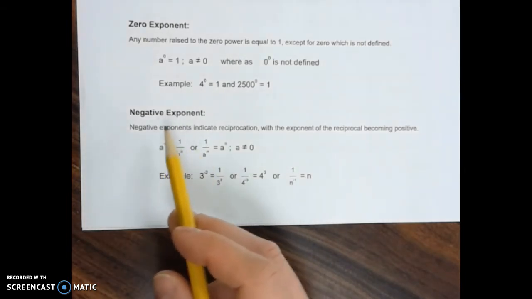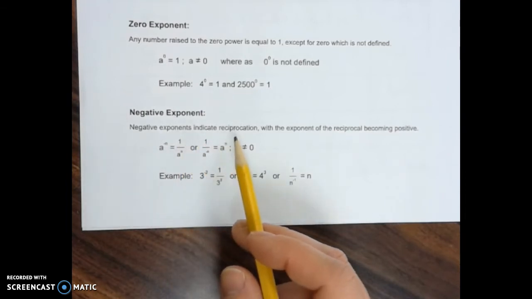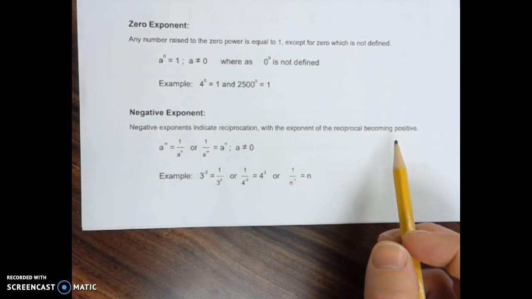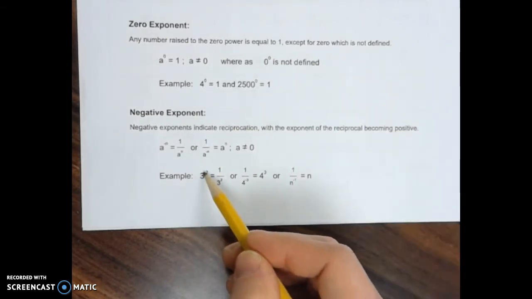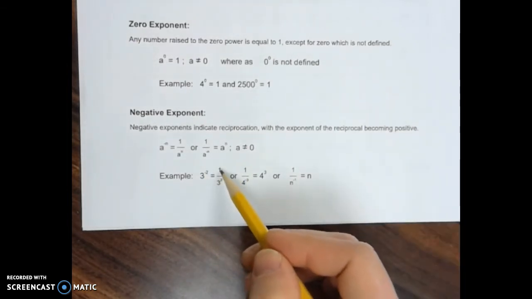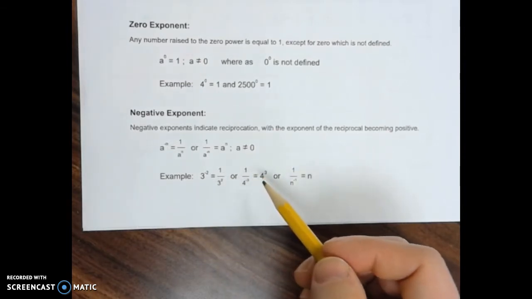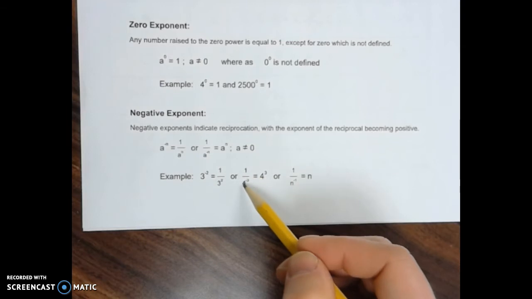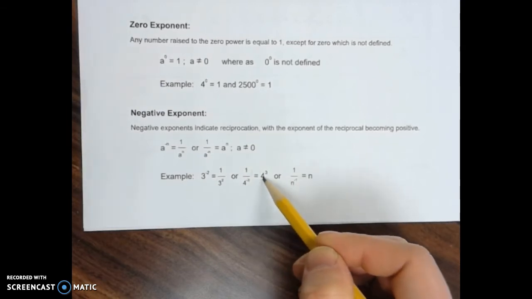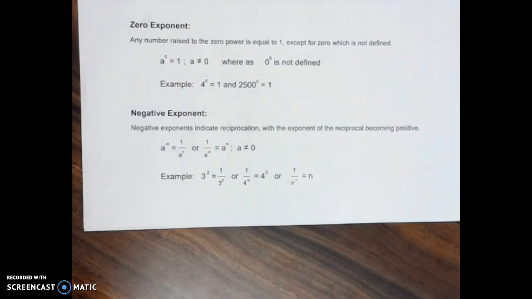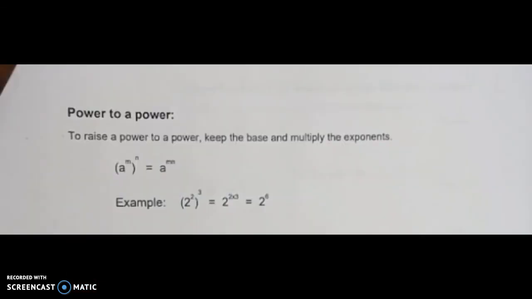Negative exponents indicate reciprocation, with the exponent of the reciprocal becoming positive. So for example, 3 to the negative 2nd power is the same as 1 over 3 to the positive 2nd power. 1 over 4 to the negative 3rd power just becomes 4 to the 3rd power. So it indicates a reciprocal if you have a negative exponent.